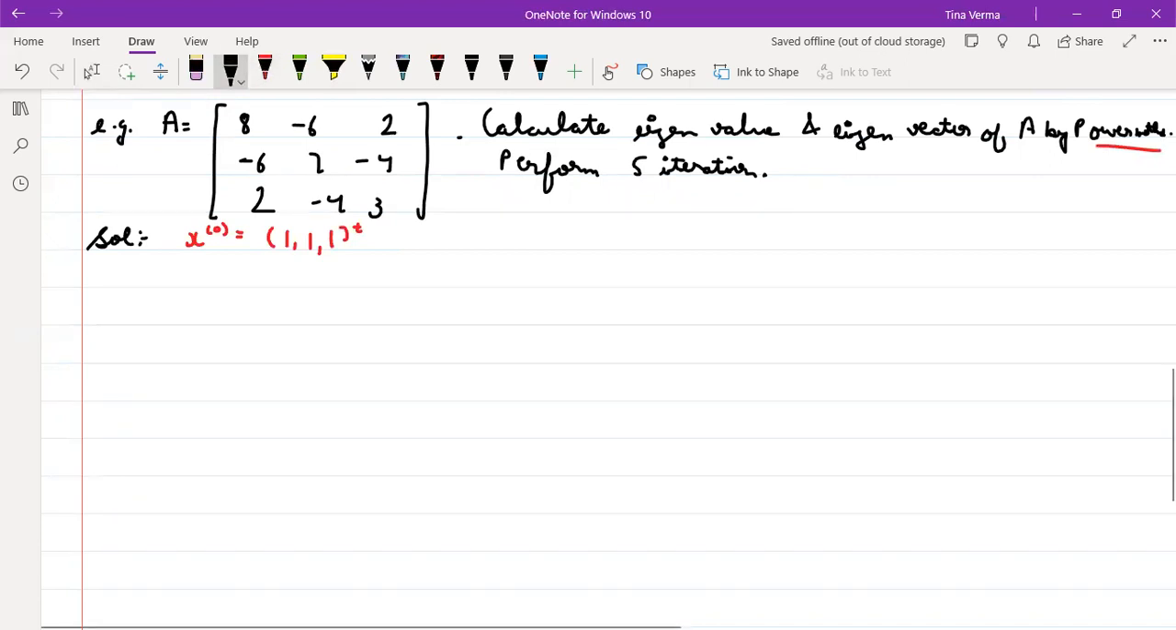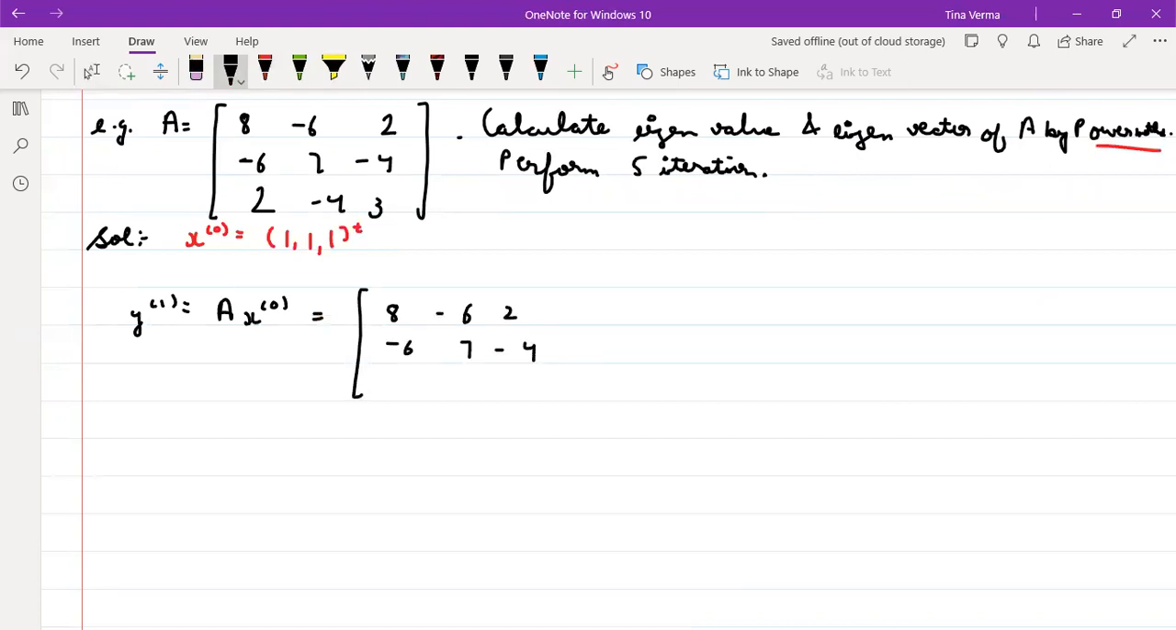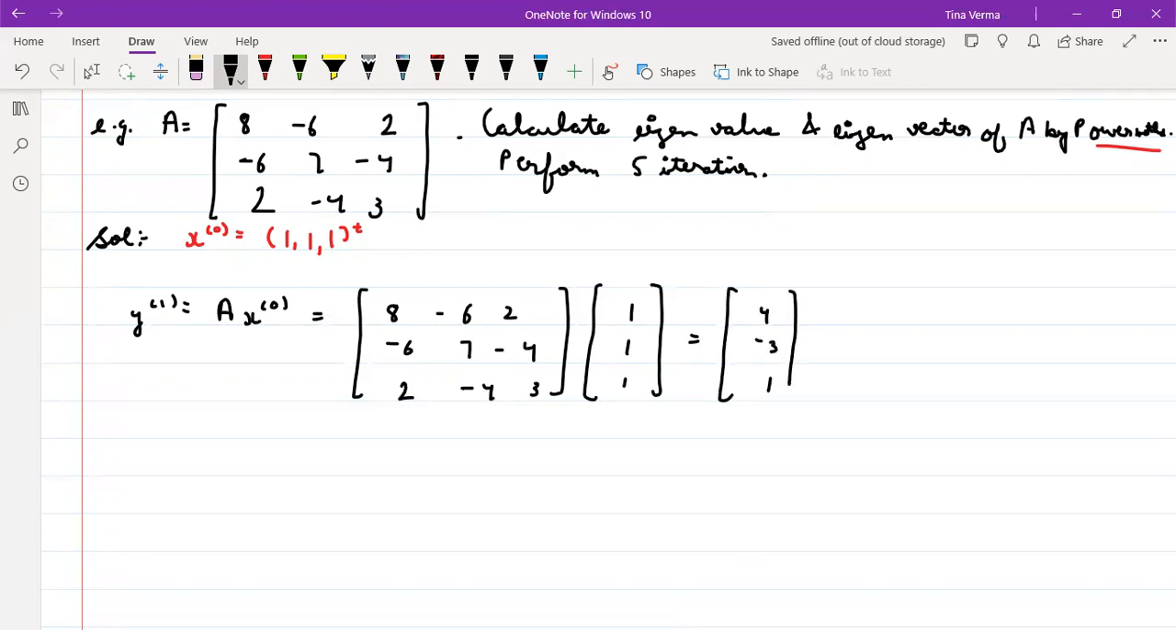What was the process? We have to calculate y1, which means we multiply the matrix A with this vector. I multiply [8, -6, 2; -6, 7, -4; 2, -4, 3] with the vector [1, 1, 1]. When you do the multiplication, the answer comes out to be [4, -3, 1].